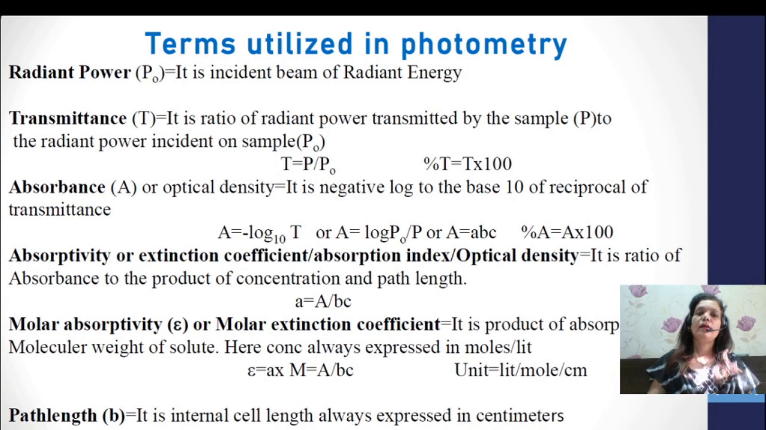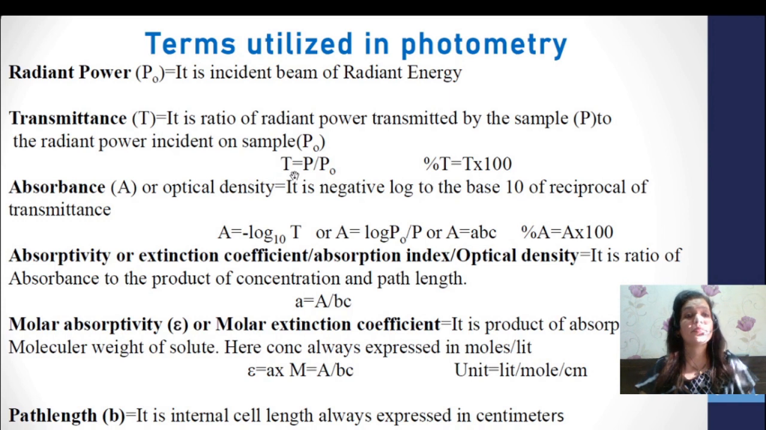The terms utilized in photometry during calculation: radiant power is defined as P0, the incident beam of radiant energy. Capital T is the transmittance, the amount of light transmitted from the solution. It is nothing but the ratio of the radiant power transmitted by the sample to the radiant power incident upon the sample, or capital T equal to P upon P0.